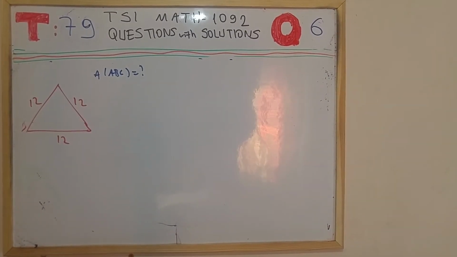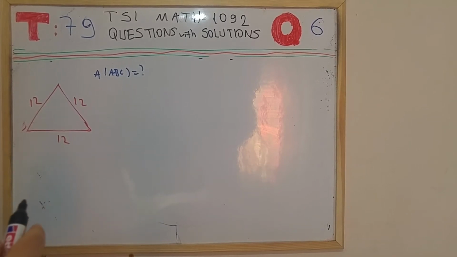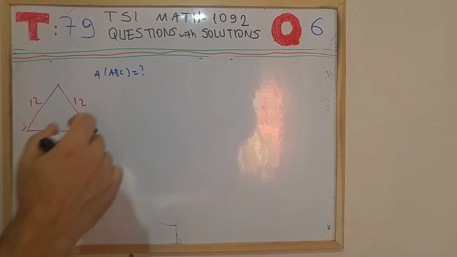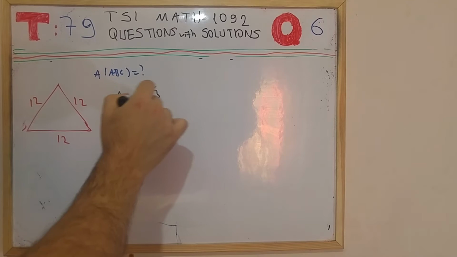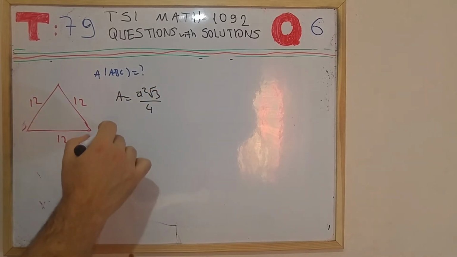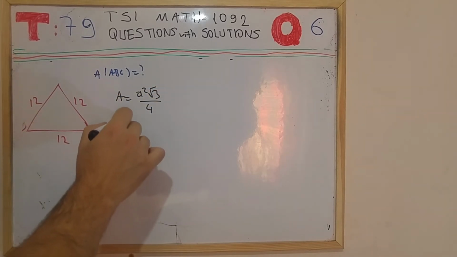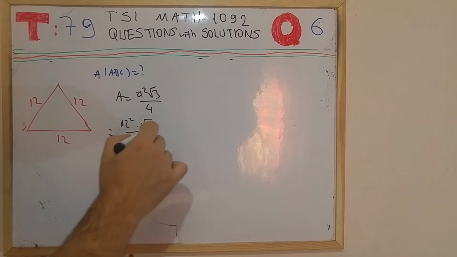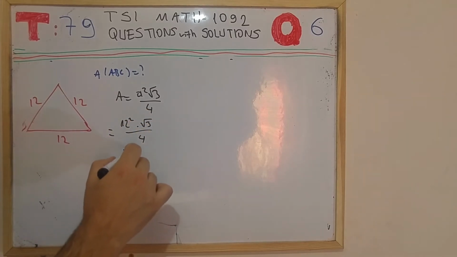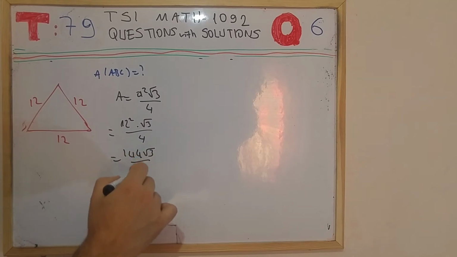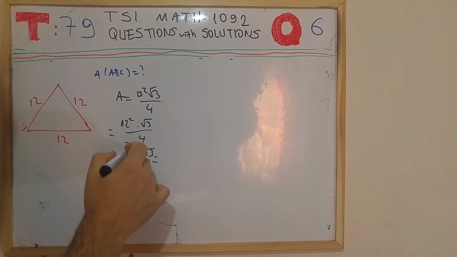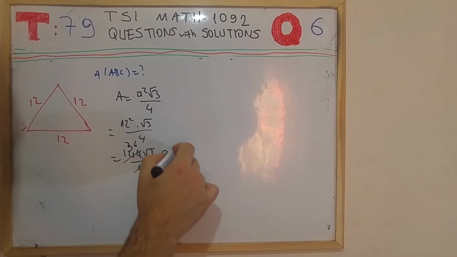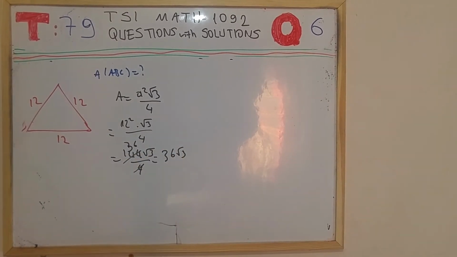This is an isosceles triangle. Therefore, probably you would remember the special formula for the area of this kind of triangles, which is equal to a squared times square root of 3 over 4. So this is equal to 12 squared times square root of 3 over 4, 144 square root of 3 over 4, and when I simplify, this is going to be 36. This is equal to 36 square root of 3.